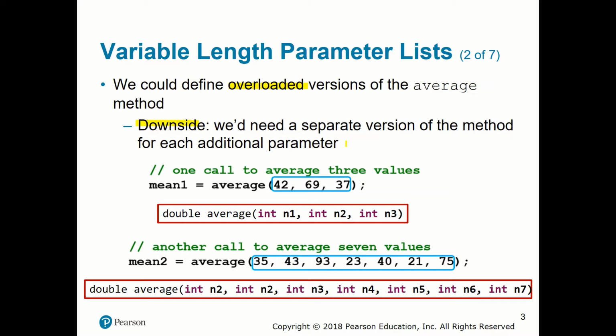2 definitions of average. So one should look like this. There are 3 parameters here. And one more average method with 7 parameters, right? So if we define these 2 overloaded methods, then we can solve the problem. Okay.